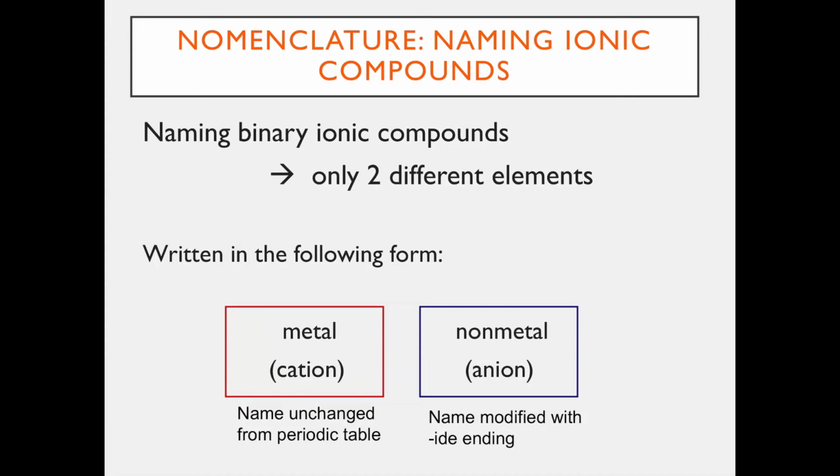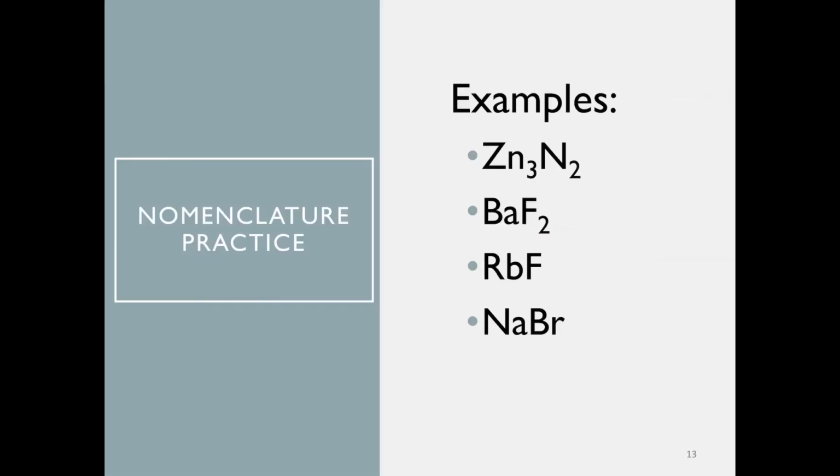Okay, so when we're going to name these, if we're naming binary ionic compounds, and binary just means there are 2 different elements, so like aluminum and oxygen, then we are going to write it in the following form. We leave the metal name alone, and we change the non-metal to end in IDE. So if we had something like Al2O3, the name of this would be aluminum, and we leave aluminum's name alone, and then oxide, so that oxygen changes to end in IDE. So this is aluminum oxide. So instead of being oxygen, it becomes oxide. And that's it.